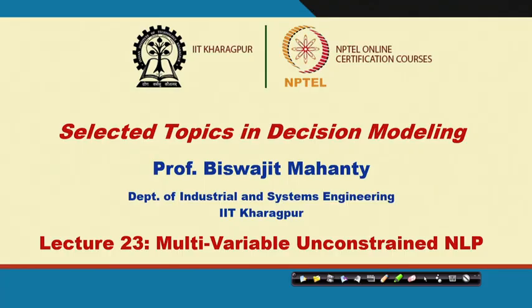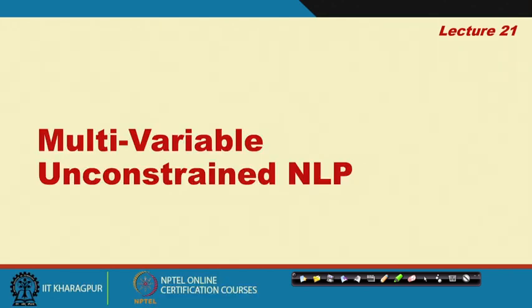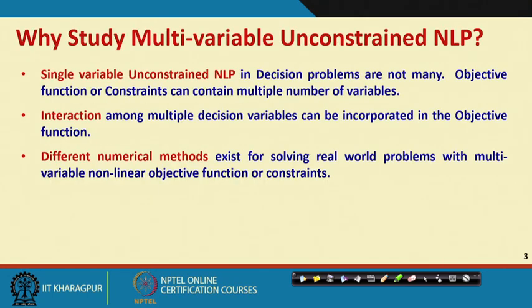Right. So, in our course selected topics in decision modeling, we are in our 23rd lecture, and this will be on multivariable unconstrained non-linear programming. Now, last lecture, if you recall, we had studied the single variable unconstrained nonlinear programming.